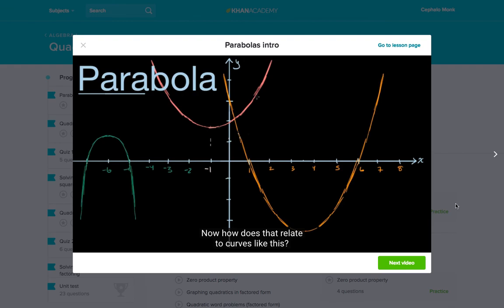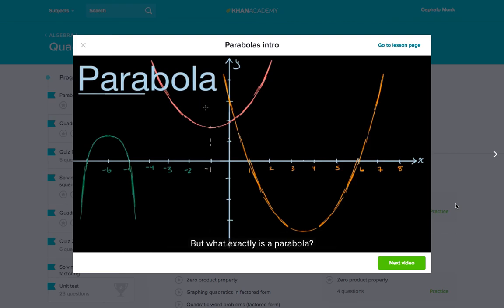Now, how does that relate to curves like this? Well, my brain immediately imagines this is the trajectory. This is the path that is a pretty good approximation for the path of things that are actually thrown. And when you study physics, you will approximate the paths of objects being thrown as parabolas. So maybe that's where it comes from. But there are other potential explanations for why it is actually called the parabola. It has been lost to history.